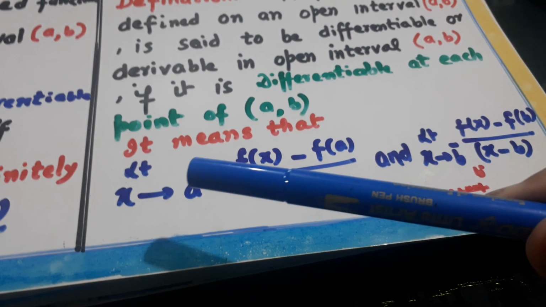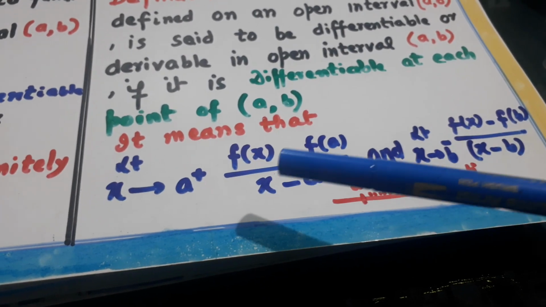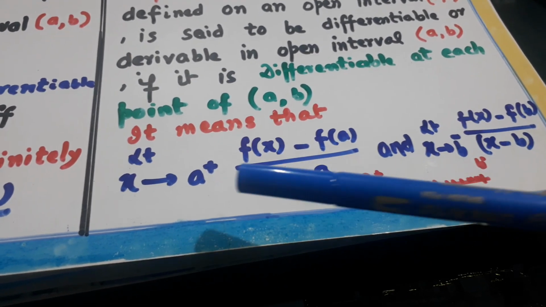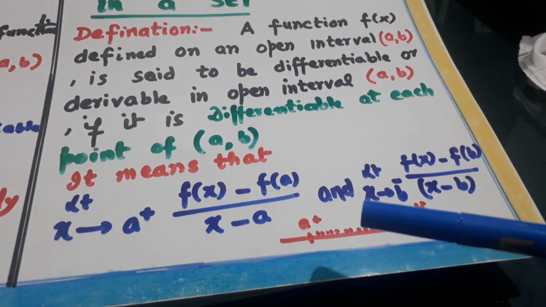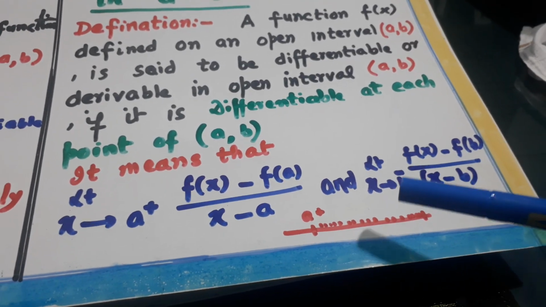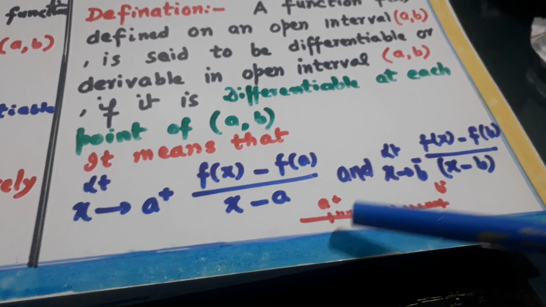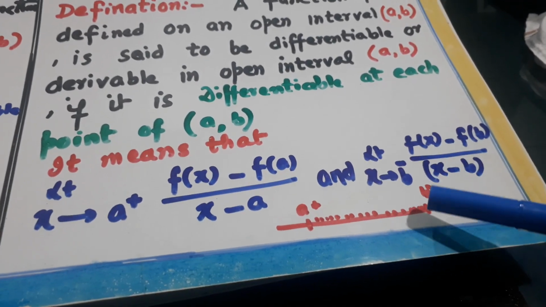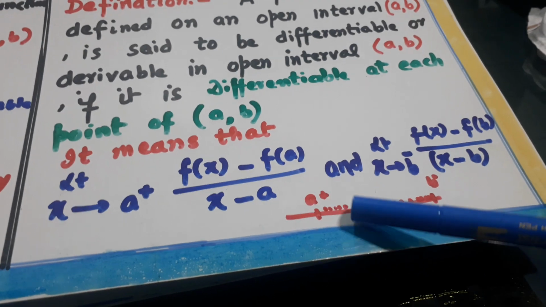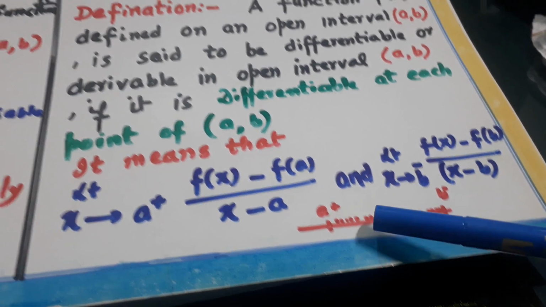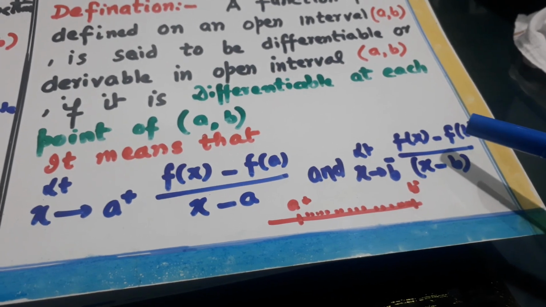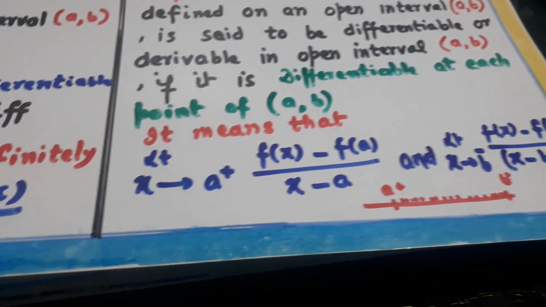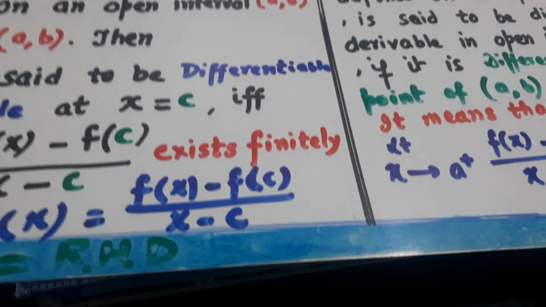It means limit x goes to a plus of f(x) minus f(a) over x minus a. The plus sign denotes the right hand derivative. And limit x goes to b minus: look, a plus and b minus. Take numbers less than b and greater than a, between. So limit x goes to b minus of f(x) minus f(b) over x minus b. Let us go further.